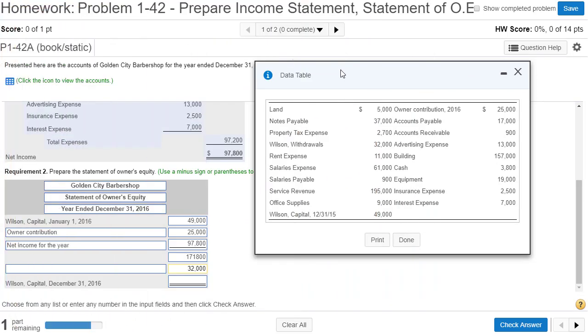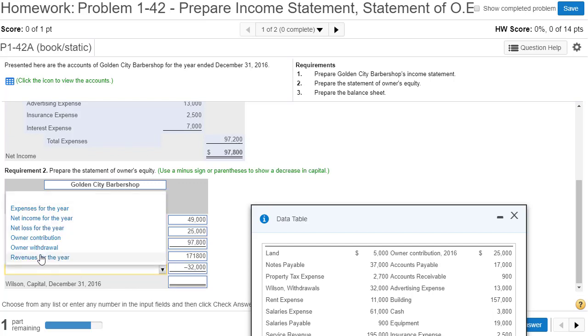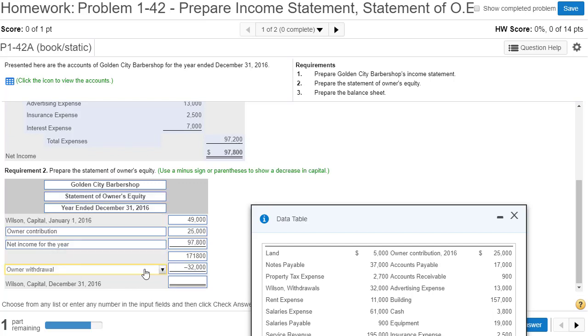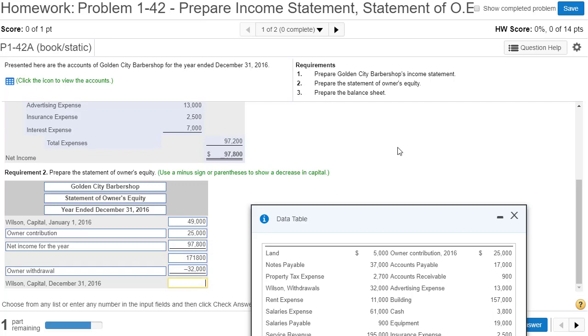So do we have to put a minus in there? According to our rules, use a minus sign or parentheses to show a decrease in capital. So yes, my accounting lab is expecting you to put a minus sign in there. And we're going to call these draws or withdrawals, owner withdrawal. So now all I have to do is take the subtotal, 171,800, subtract 32,000, we get the capital for the end of the year.